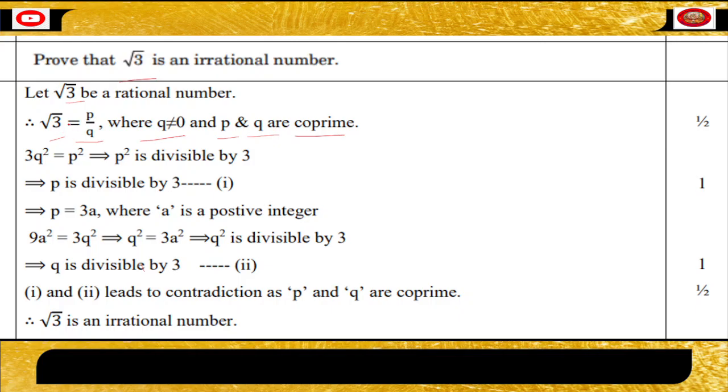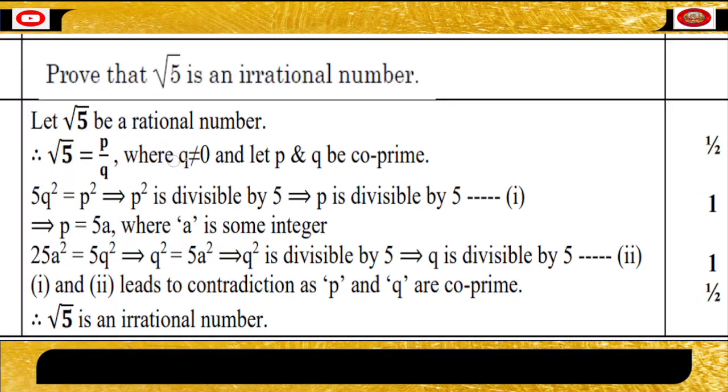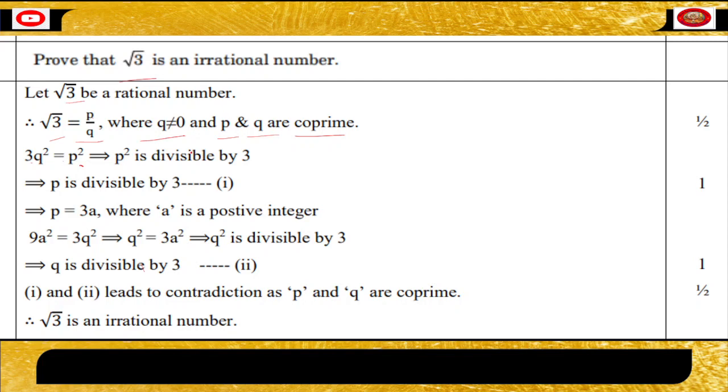Cross multiply, we get q into root 3 is equal to p. Squaring on both sides, we get 3q square is equal to p square. Understand, students? Here p square is divisible by 3. That means p is also divisible by 3.